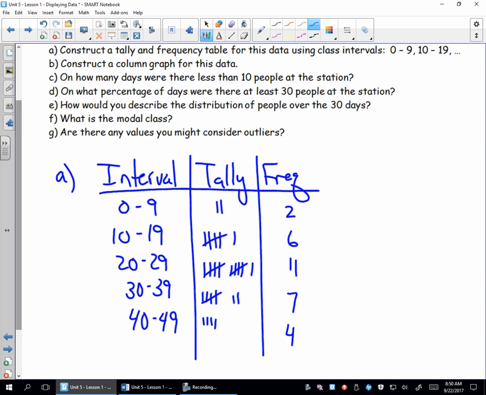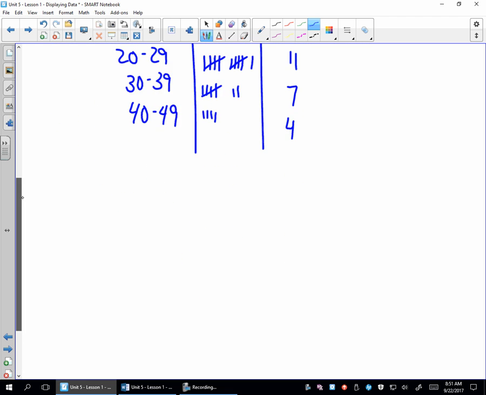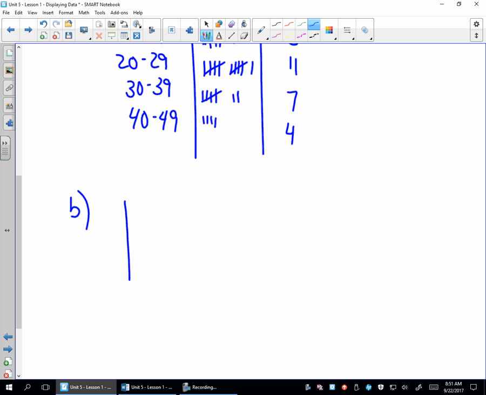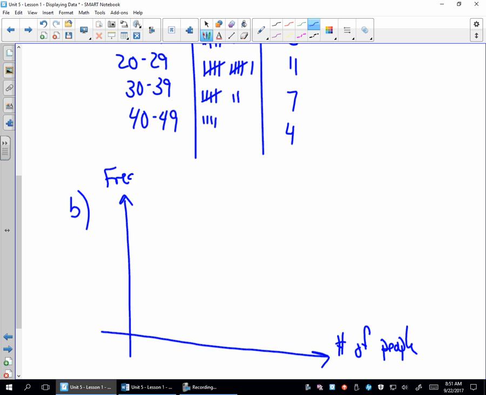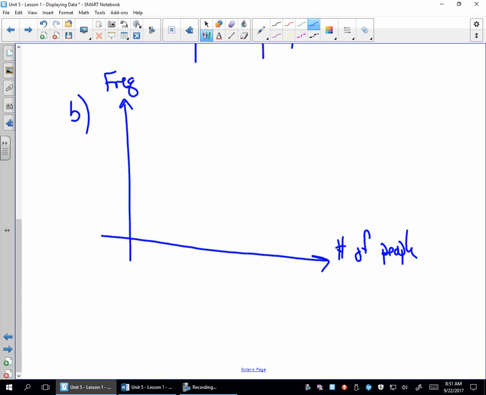Part B asks us to construct a column graph. So we're going to take our chart and turn it into a graph. So part B, use a ruler if we could. And what do we have down here? This is our number of people, and this is our frequencies. Okay, what were our intervals? We had 0 to 9, 10 to 19, 20 to 29, 30 to 39, and 40 to 49.